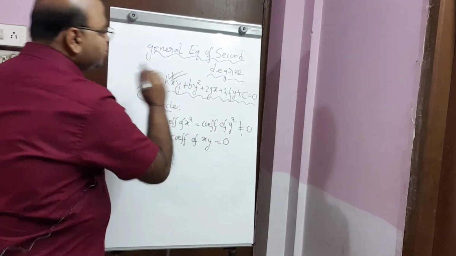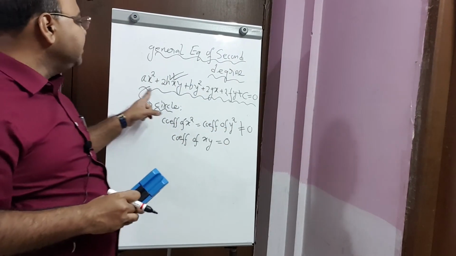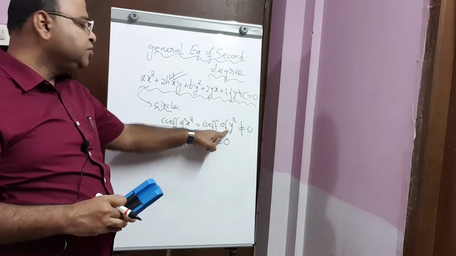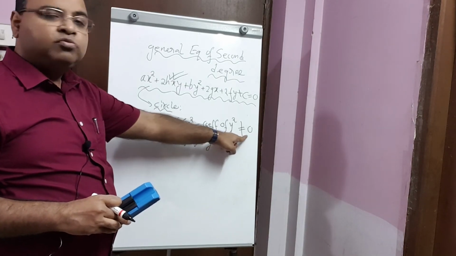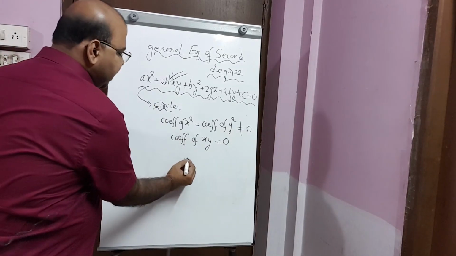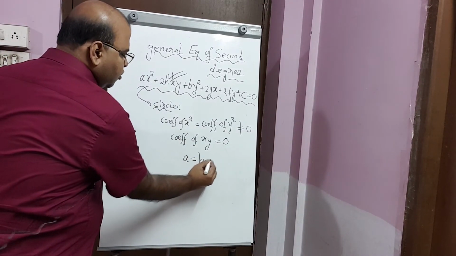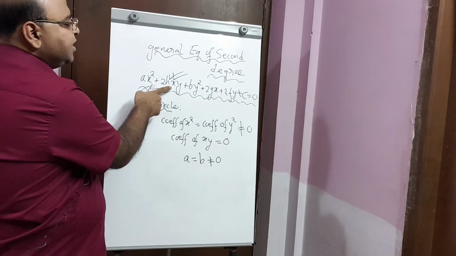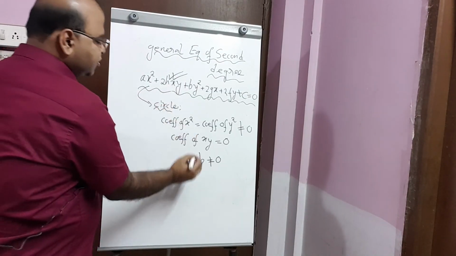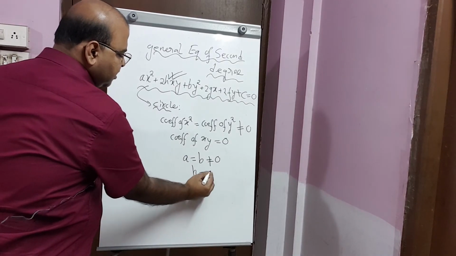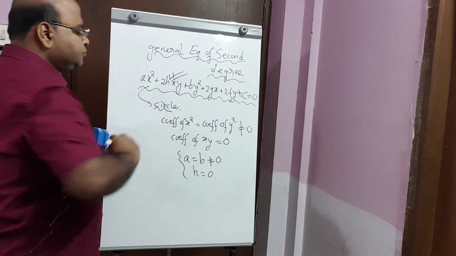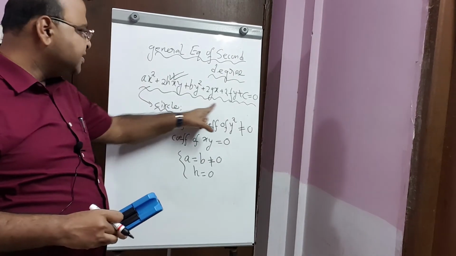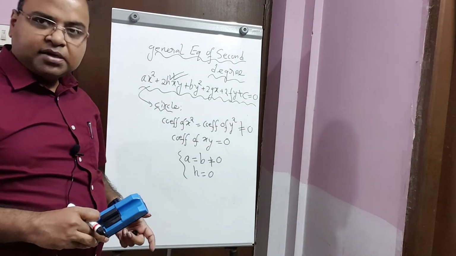So a general equation of second degree in x and y will represent a circle if the coefficient of x square is equal to the coefficient of y square and both of them should be non-zero. That is, in this case we have a equal to b not equal to 0, and the second condition is there should not be any product term xy in the equation, that is, the coefficient of xy, h, must be equal to 0. So these are the conditions under which the general equation of second degree will represent a circle.